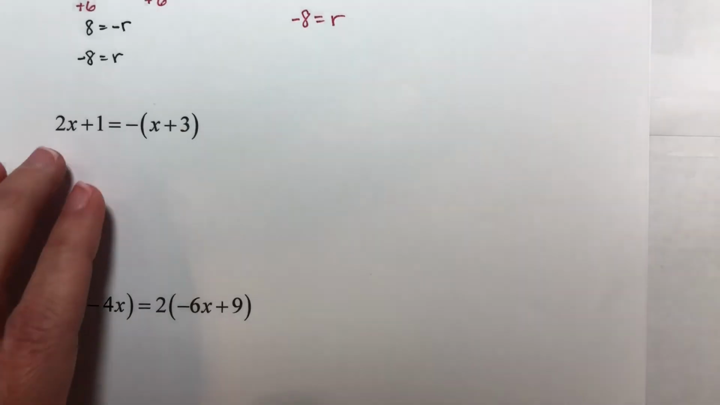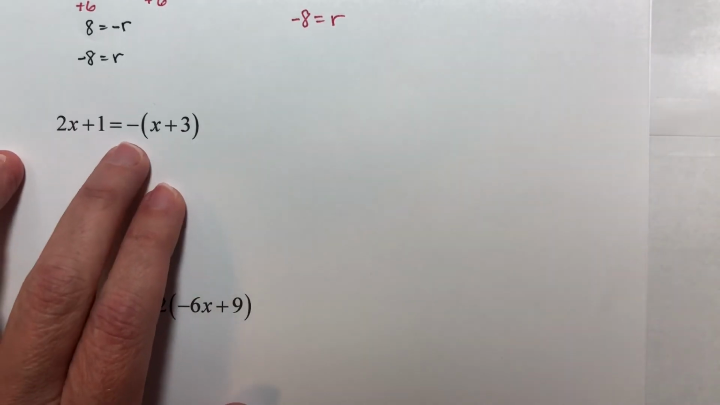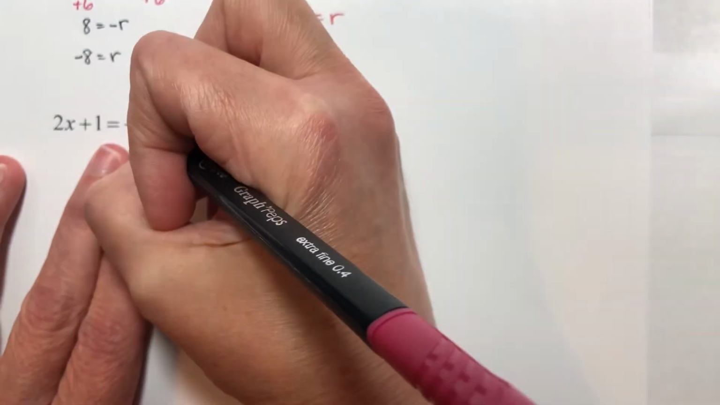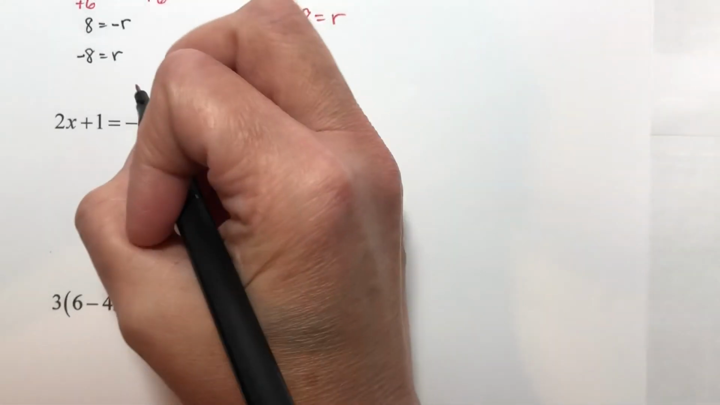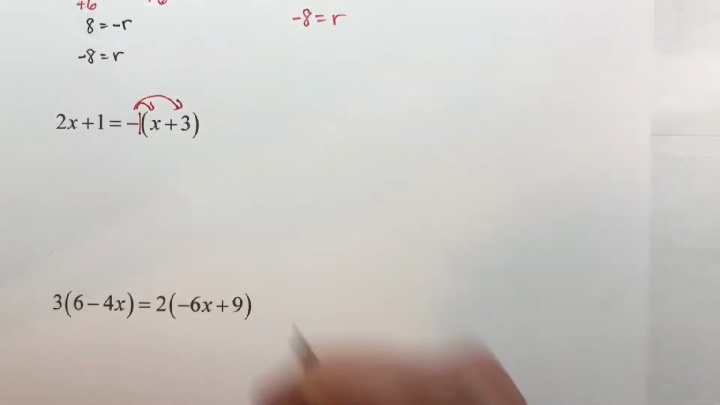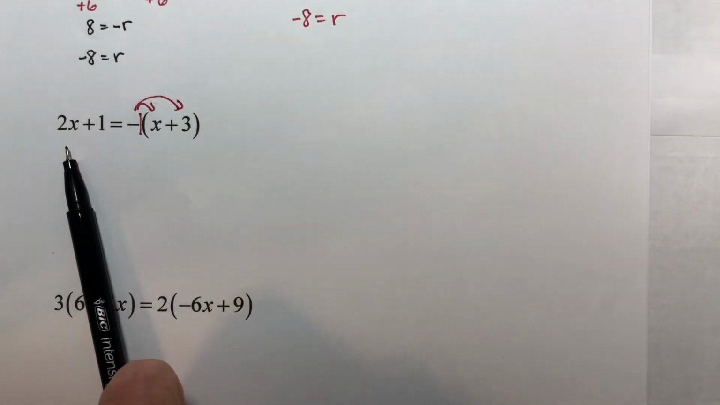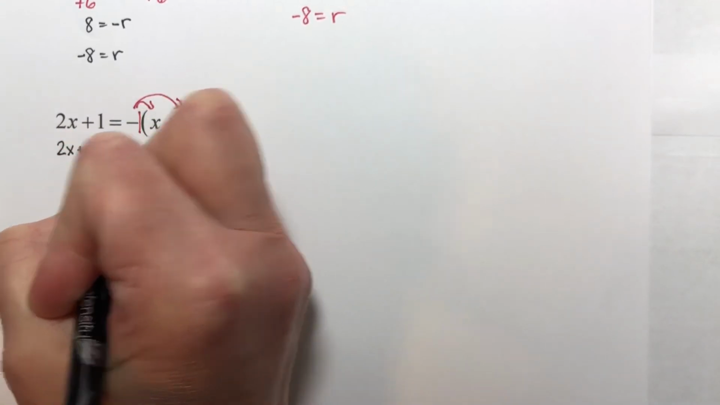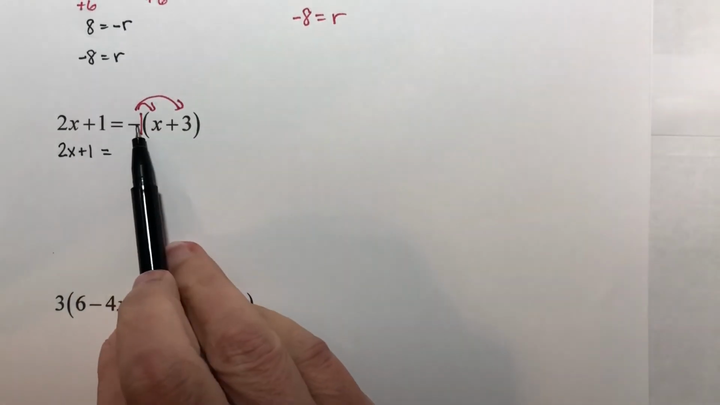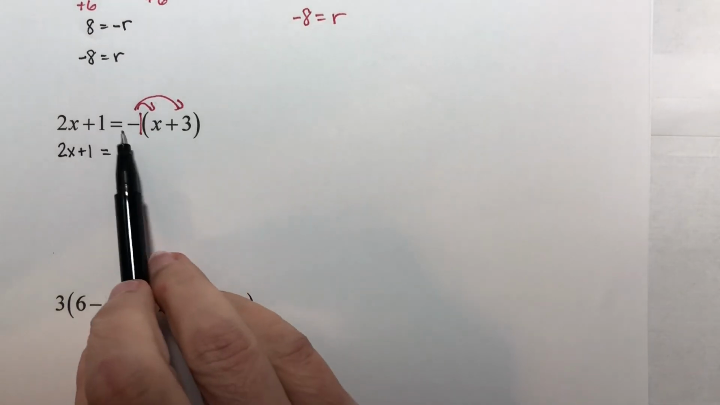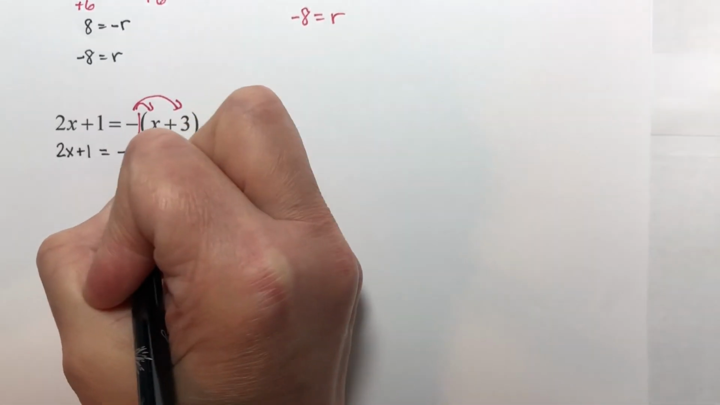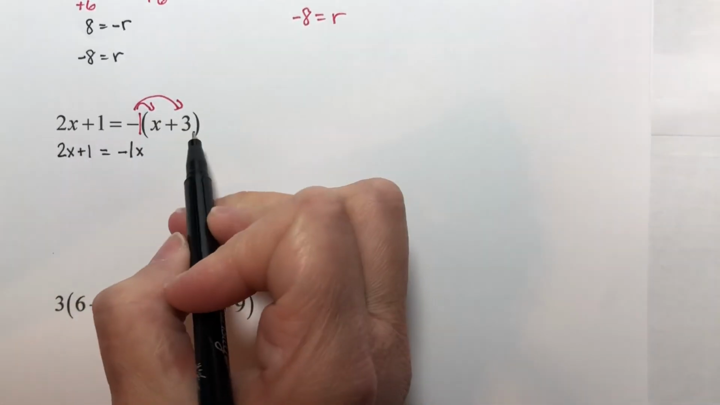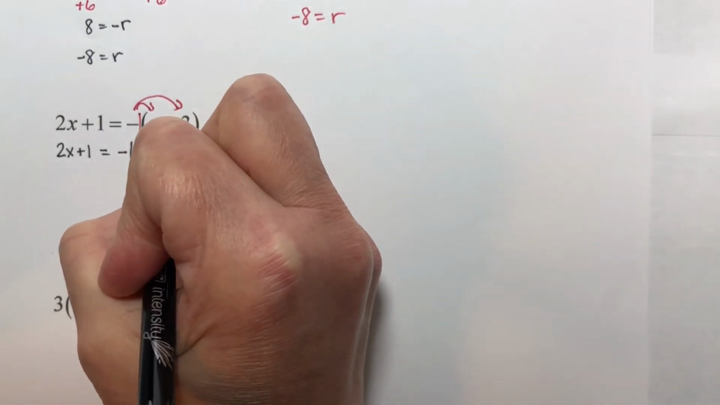Let's check out this problem. 2x plus 1 is equal to negative times x plus 3. Now remember, that's a negative 1 right there. And that means I need to distribute. I can't simplify this side at all, so I'm going to recopy it: 2x plus 1 equals. Distribute a negative 1. That means it's multiplying all the way through. Negative 1 times x is negative x. You might want to put the negative 1x in there for right now. Negative 1 times 3 is minus 3.